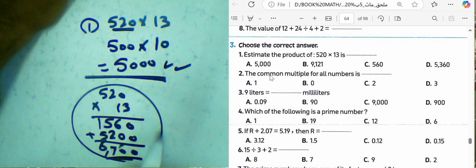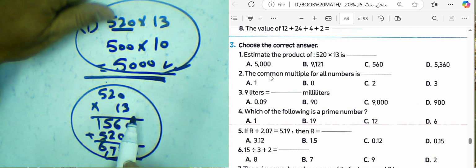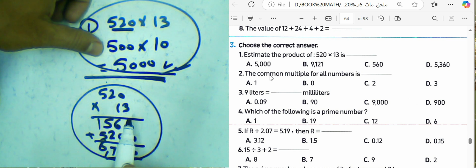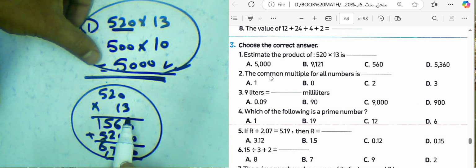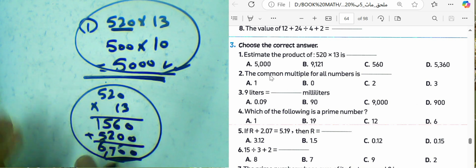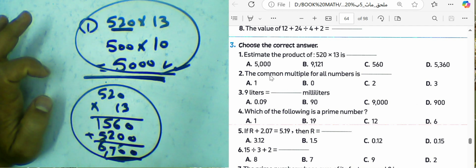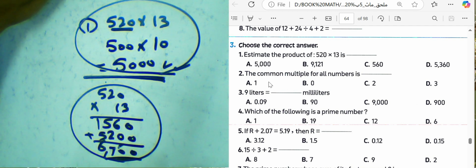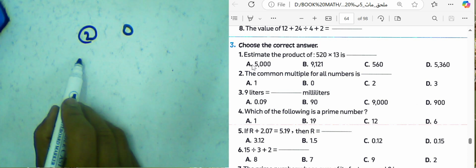It's the actual number, and this estimation was 520 to the nearest 100, it will be what? It will be 500, and 13 to the nearest 10, it will be 10. 10 times 500 will be 5000. But this number is the actual number. We have the difference between two numbers, okay? But the estimation here will be 5000. The estimate of the product, we must choose what? 5000, by using estimation. Question number 2, a common multiple for all numbers will be 0.